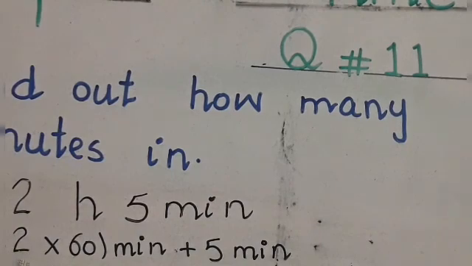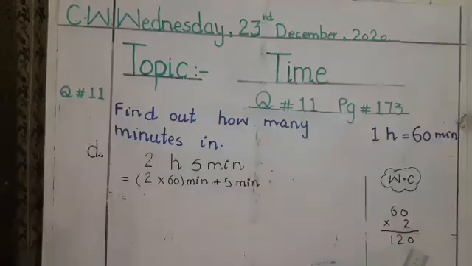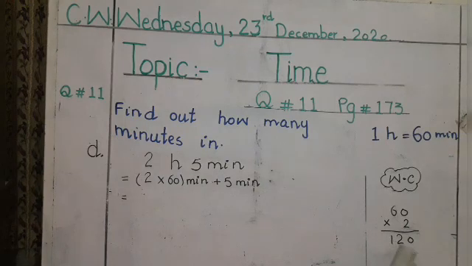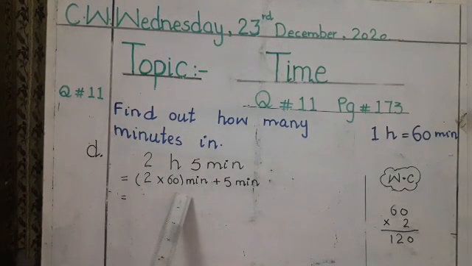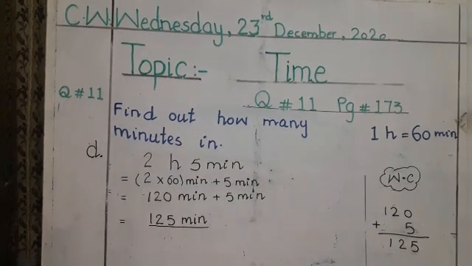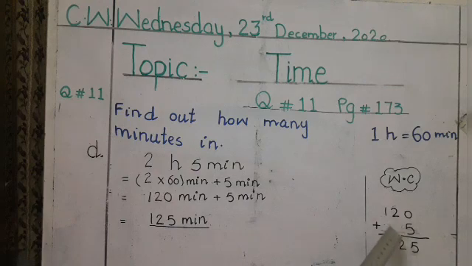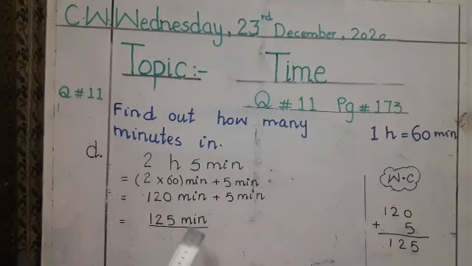So students, 2 zeros are 0 and 2 6s are 12. So how many minutes? 120 minutes. When we multiply both of these numbers, we get the answer 120 minutes. And now we will add 5 minutes to 120 minutes. Okay students, now I add these numbers. 120 plus 5 minutes: 0 plus 5 is 5, 2 will come as it is, and 1 will also come as it is. So our answer is 125 minutes.